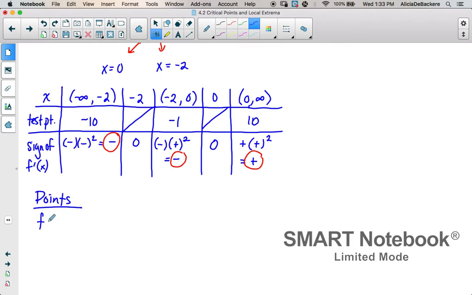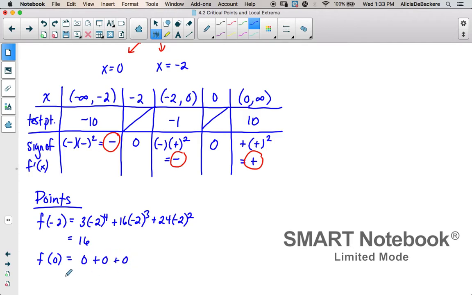So I'm going to go back to my original function and I'm going to plug -2 in. And I get a height of 16 for that point. And then plugging into my original function 0, they all have an x, so I'm actually going to get 0 plus 0 plus 0 and a height of 0. And then we'll write up our conclusion.